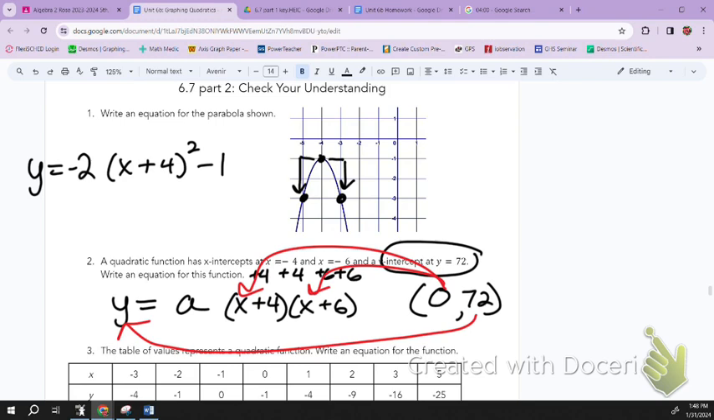Did anyone get that far? Did they solve for a? What did you get, Natalie? 3. When you solve it, you should get a is 3. That's it. We just are writing the equation. So it should be y equals 3 times x plus 4 times x plus 6.